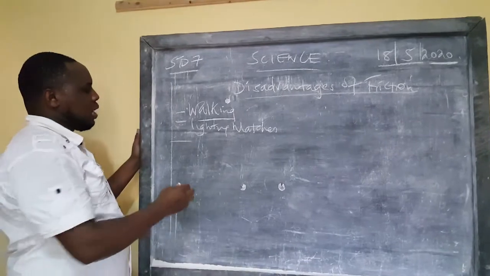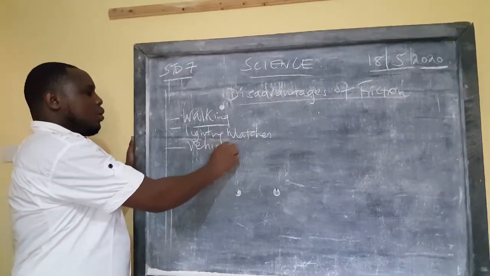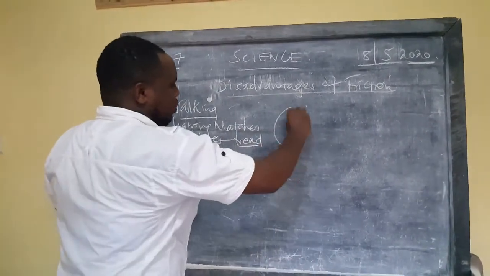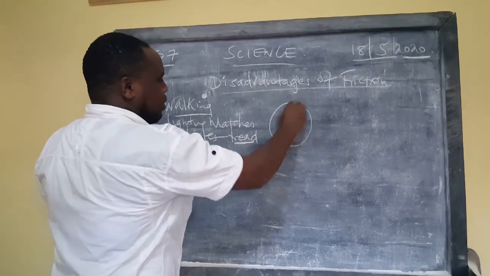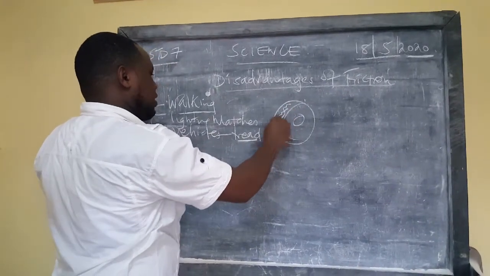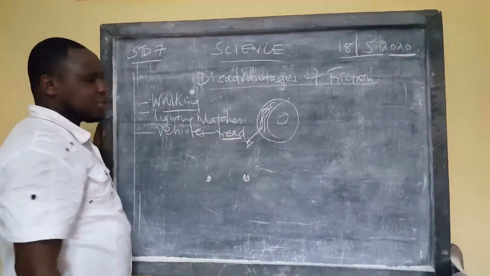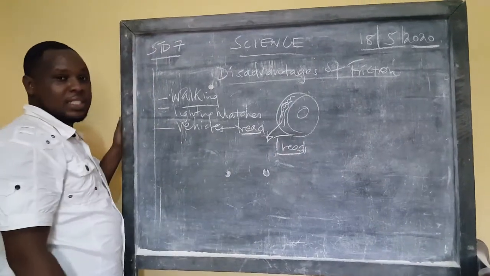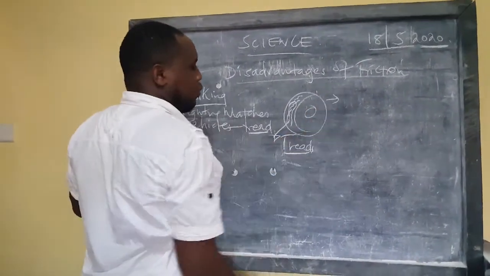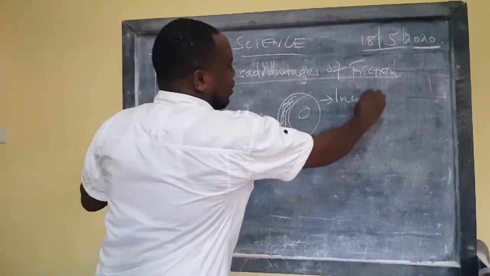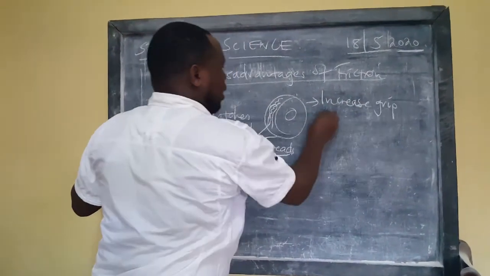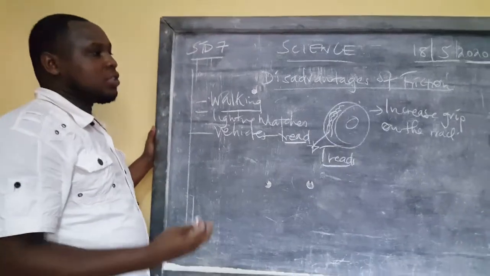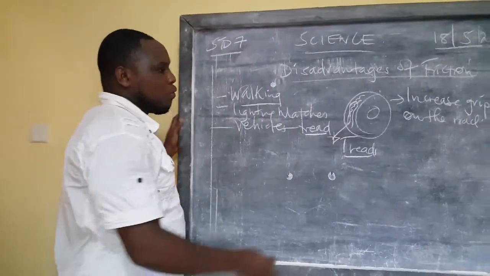Remember also we talked about vehicles. We said vehicles are treaded. We talked about something like this. That's a tire. There is this part that looks like this, where the tire comes into contact with the tarmac road. We talked about these being treads. What is the importance of treads? Number one, we said they increase grip on the road, the grip of the tire on the road, so that you can move easily.